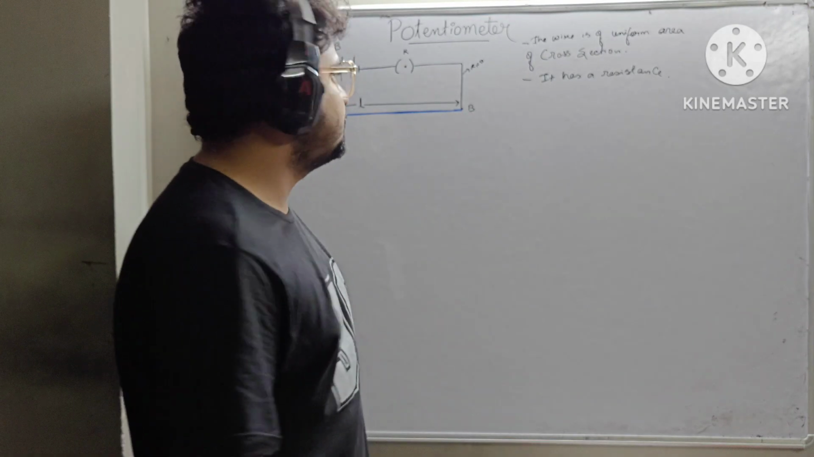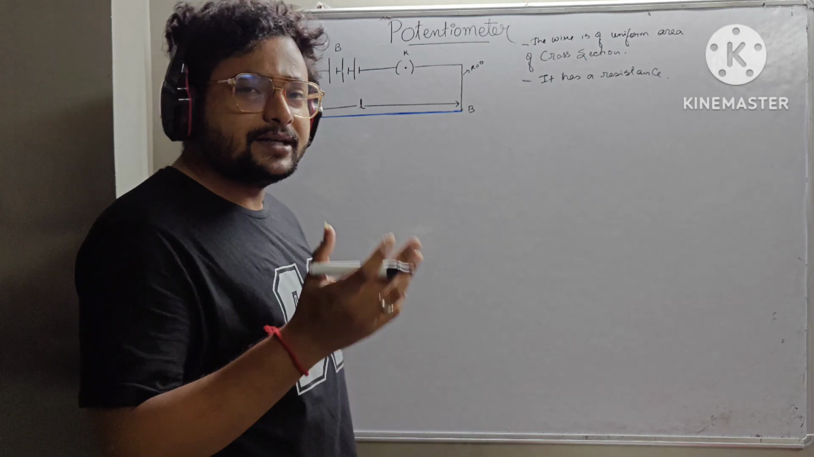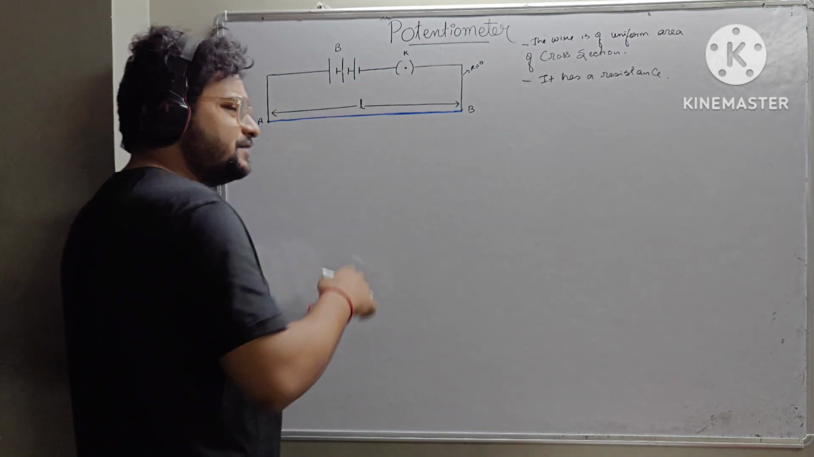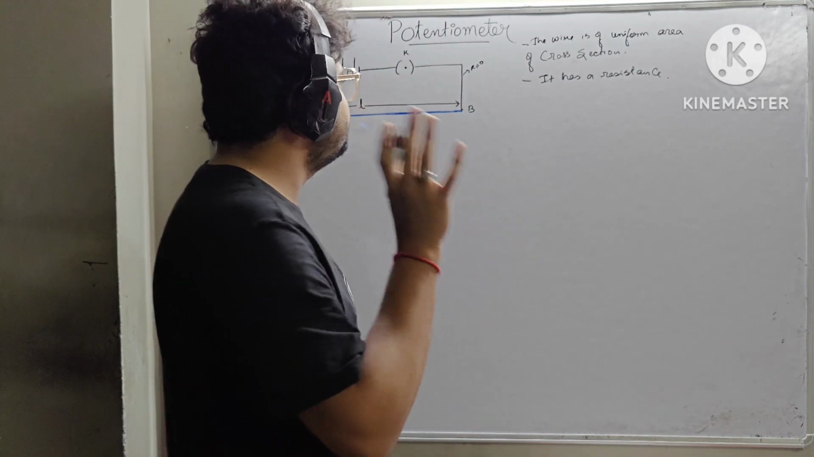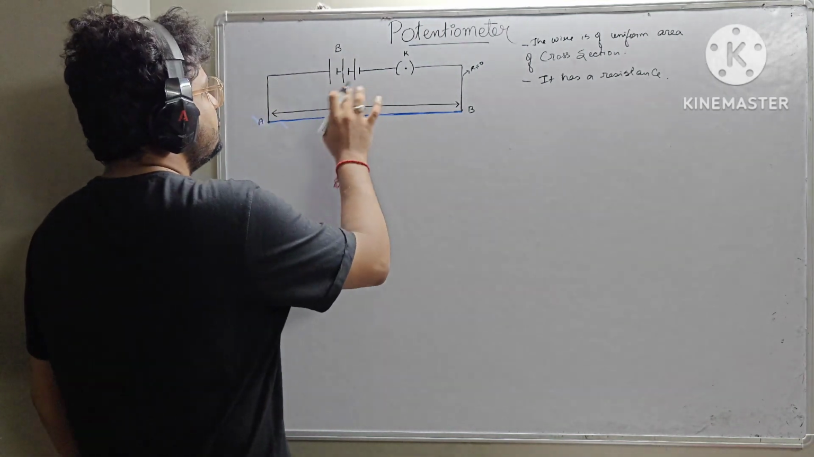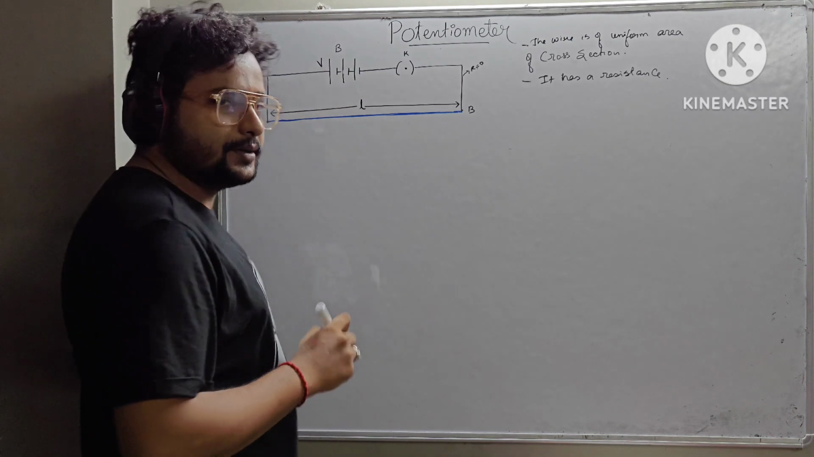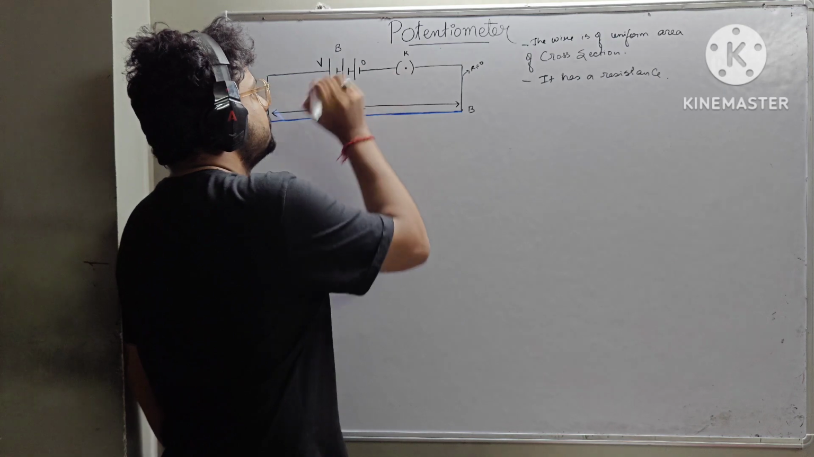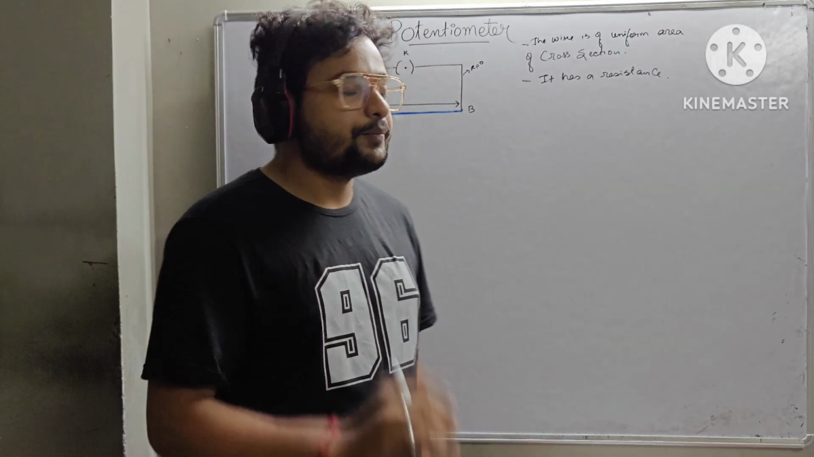So a very simple circuit I have drawn. This battery will have a certain EMF. Let us suppose this is a 50 volt battery, or 10 volt, or 20 volt battery. Suppose this is V volt I am considering, and this is 0 volt. So the potential difference or the EMF of the battery is V.